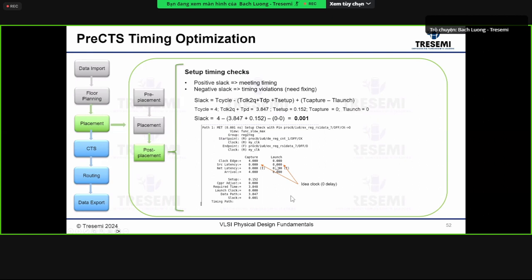Here it is pre-CTS, so you have no clock delay, no latency, so it's 0. So this T capture is 0. Therefore the slack equals T cycle 4 minus the data arrival time, which is 3.87 here for the data path, plus the setup time requirement. Where is the setup time requirement? Here, setup requirement here, and minus 0. So you get a slack of 0.001, which is what it reported here.